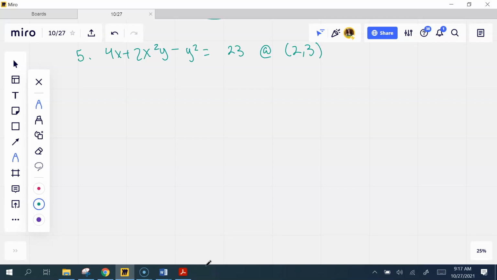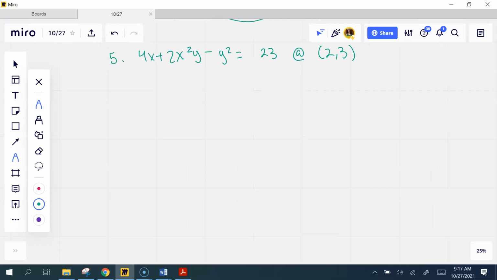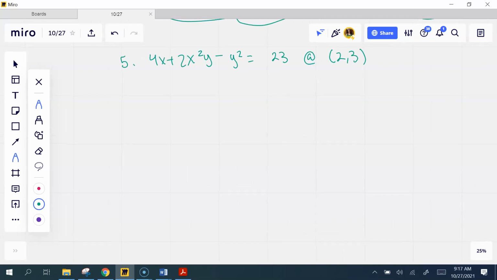Okay, guys, so it's asking us to find the equation of the line that is normal to the graph at 2, 3. So first, we have to find the derivative of 4x plus 2x squared y minus y squared. So 4 plus, now we have to do the product rule for these two. So it turns into 4xy plus 2x squared dy dx.